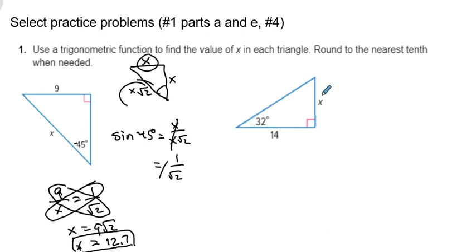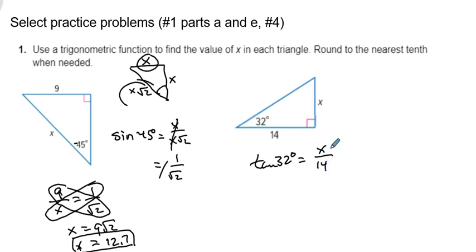All right, so this wants us to find the ratio between these two. Because they're giving us those two, the angle relationship we're going to have to use is tangent. So we're going to say the tangent of 32 degrees, because there's no hypotenuse, is equal to the opposite over the adjacent. Let's do opposite first: x over 14.